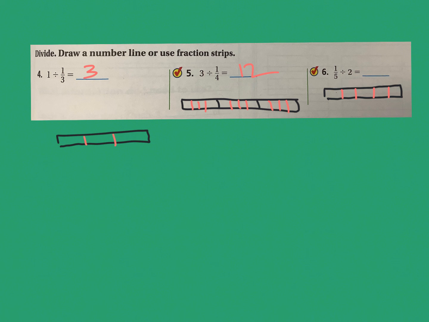And I'm going to draw that right underneath. That is 1/5 right there. 1/5 of a whole. And I'm splitting that into 2 equal pieces. I would need a 1/10 and a 1/10, because that's going to give me 2/10, reduced down would be 1/5. So my answer to one-fifth split up into two equal pieces is one-tenth.